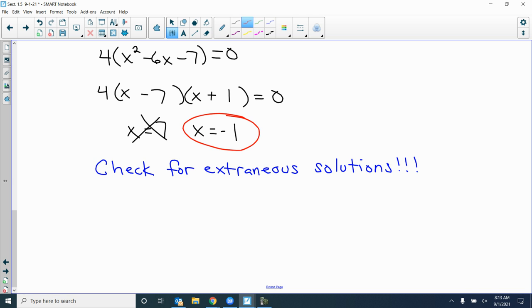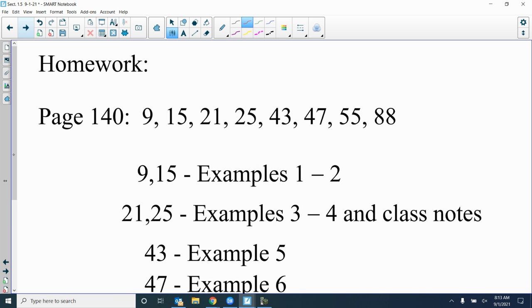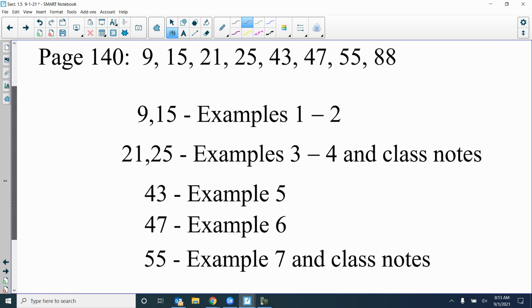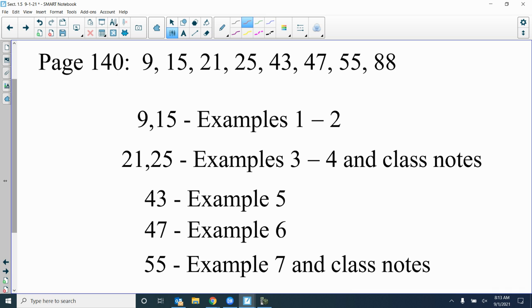All right, here's what you're going to do. We only went through 2 problems. These examples 1 and 2 are from the examples in the book. Okay? So 9 and 15, you're going to need examples 1 and 2 to help you with it. Now maybe you can get it looking at it, but if not, you go to examples 1 and 2. 21 and 25 are like the first one we did, but they're also examples 3 and 4 in the book. 43, 47, and then 55 is like this last one. 88, that's just a special one. Okay. But you should be able to generate.